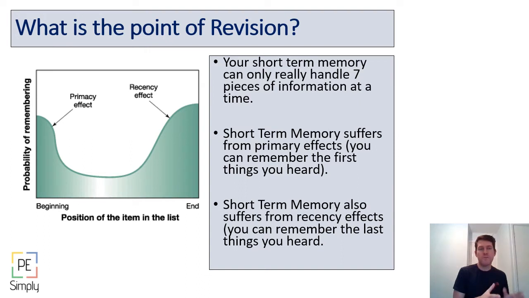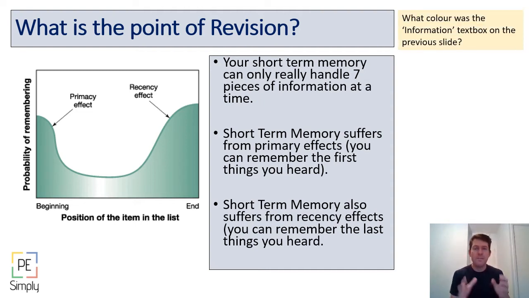So what's the point of revision? Why do we recap? Ultimately, as you can see from this diagram here, your short-term memory will take in around 6 or 7 different bits of information at a time in 20 to 30-second bursts. And that primary effect, as you can see there in that diagram, is what you hear and listen to first. Okay, so if you remember that previous diagram, you will probably be able to remember the color of that text box, which was information, because that was the first thing that was given to you.